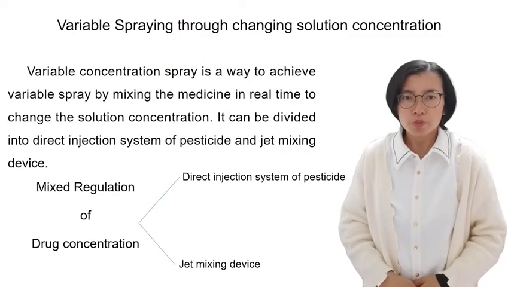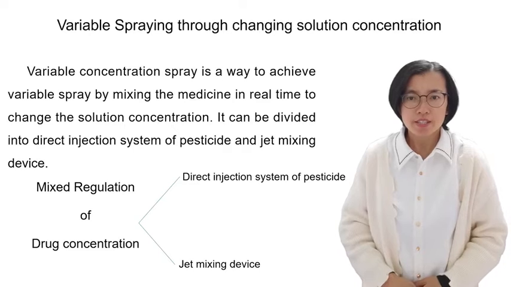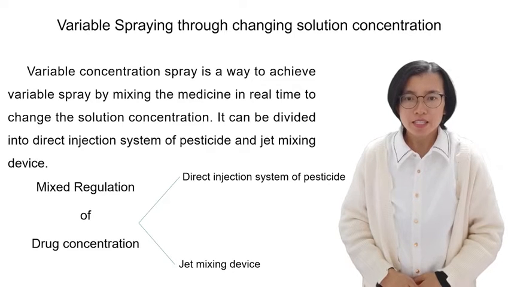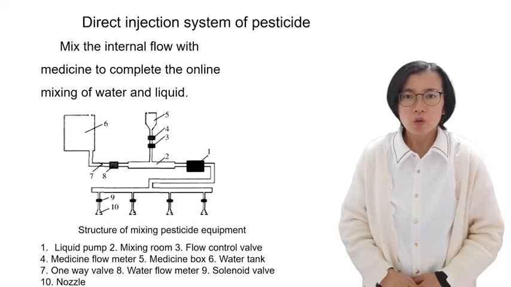Next, variable spraying through changing solution concentration. In this way, we achieve variable spray by mixing the medicine in real time to change the solution concentration. It can be divided into two kinds. The first one is the direct injection system and the second one is the jet mixing device. So what is the direct injection system? We mix the internal flow with the medicine to complete the online mixing of water and liquid.